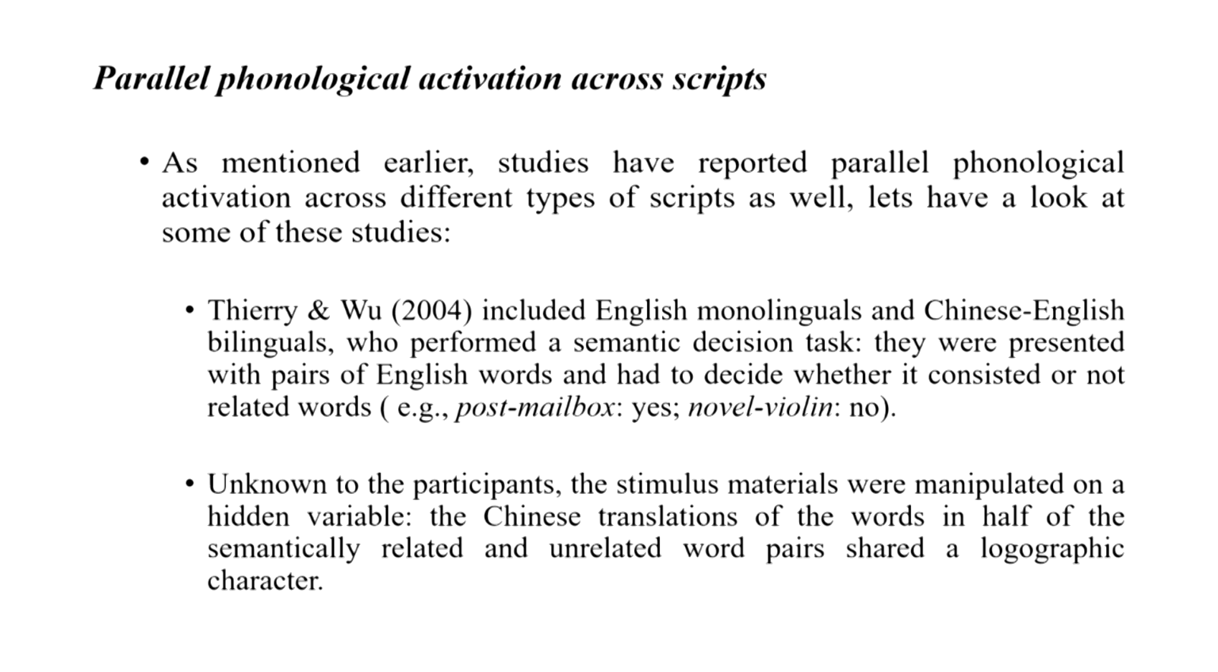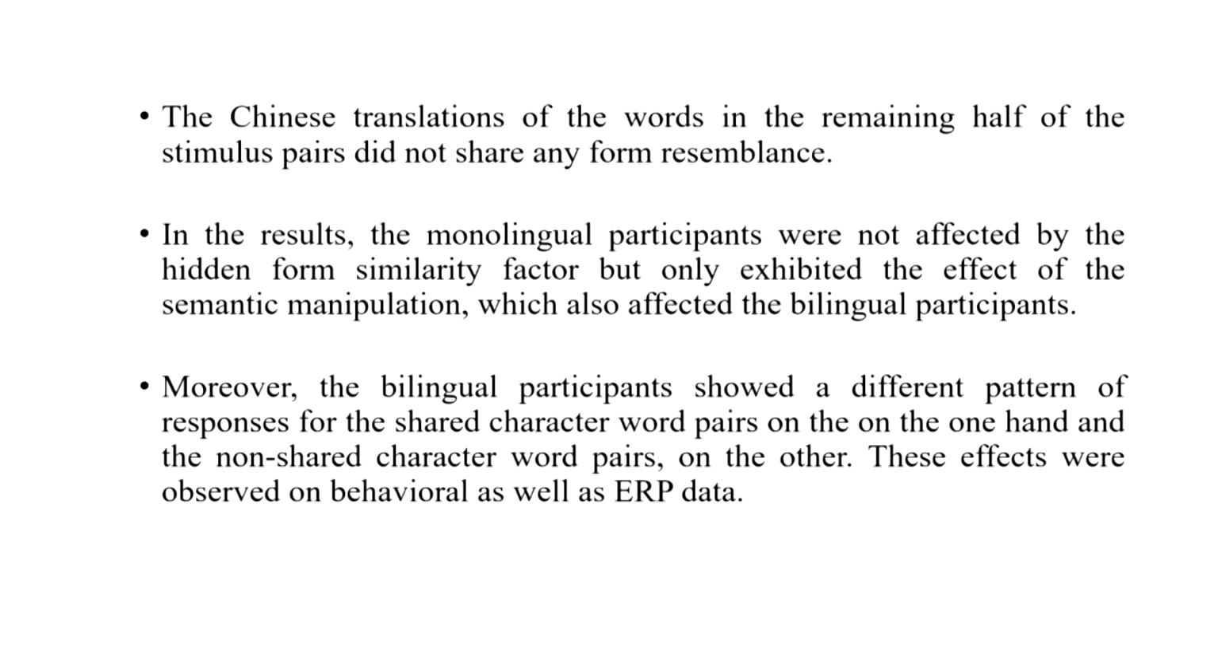So, in some sense, what we are seeing here is that while these words are semantically related, half of these semantically related words actually share orthography as well, whereas half of the semantically related words do not share orthography. What will happen in this scenario? The Chinese translations of the remaining half of the stimulus pairs did not share any form resemblance.